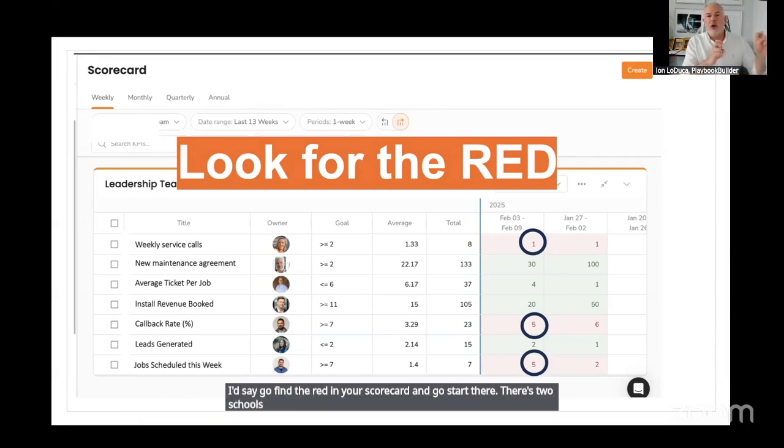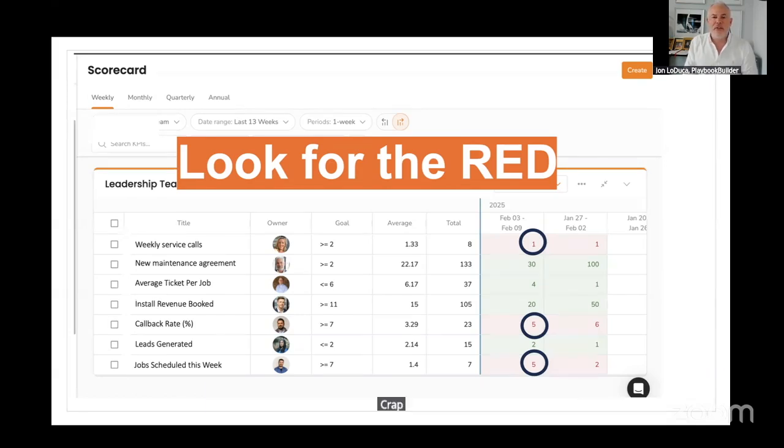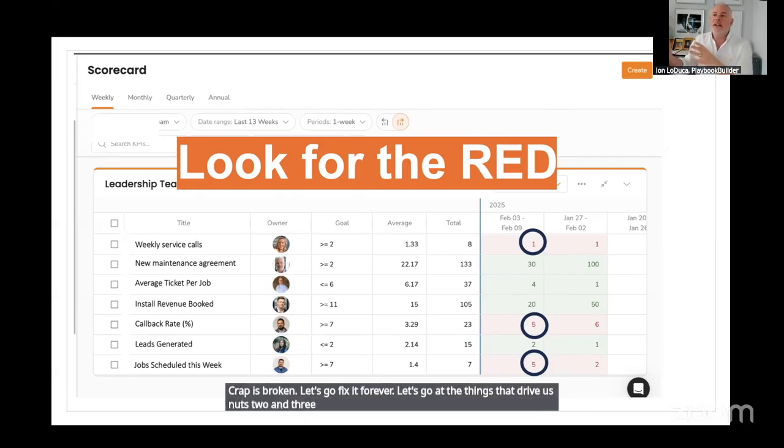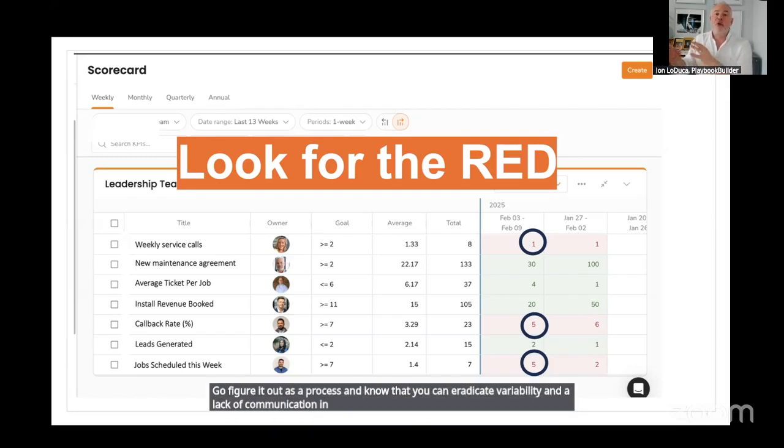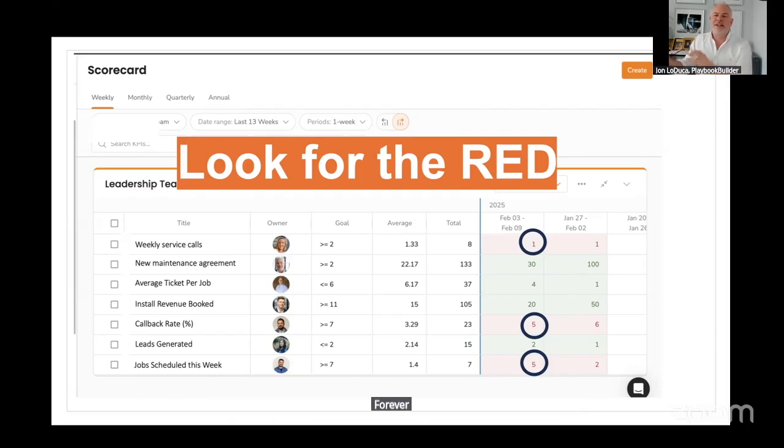There's sort of, air quotes, doing process in the conventional sense and go grab a textbook and learn how to do this. Or there's this very practical sense, which is crap is broken. Let's go fix it forever. Let's go at the things that drive us nuts two and three weeks in the red. What is going on in there? Go figure it out as a process and know that you can eradicate variability and a lack of communication in that arena forever. That is practical. That's common sense. All of us are good at that.